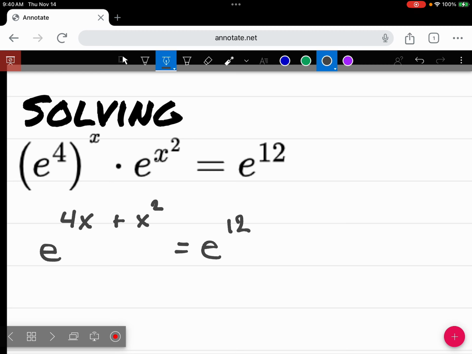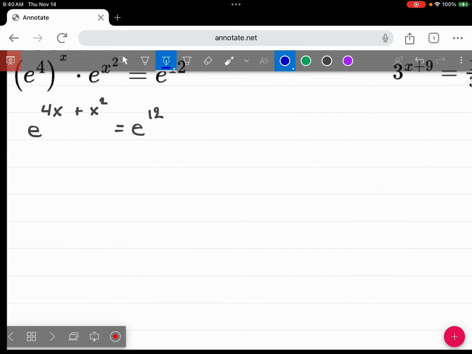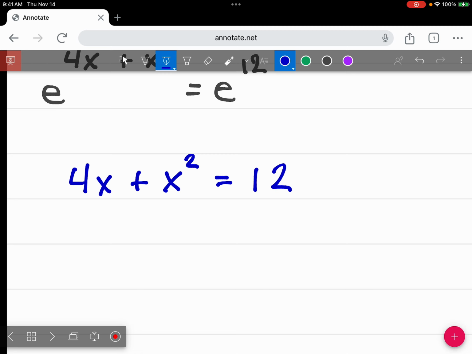What do we do here? The bases are the same. I don't need the bases anymore. 4x plus x squared equals 12. What do we do? Subtract 12. Scoot things around so we're in standard form. X squared plus 4x minus 12 equals 0.